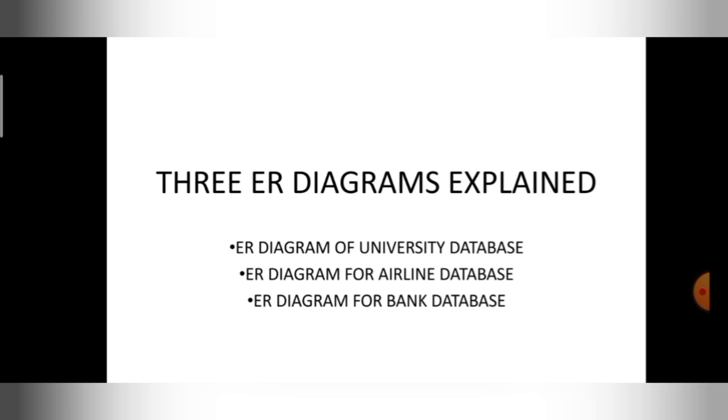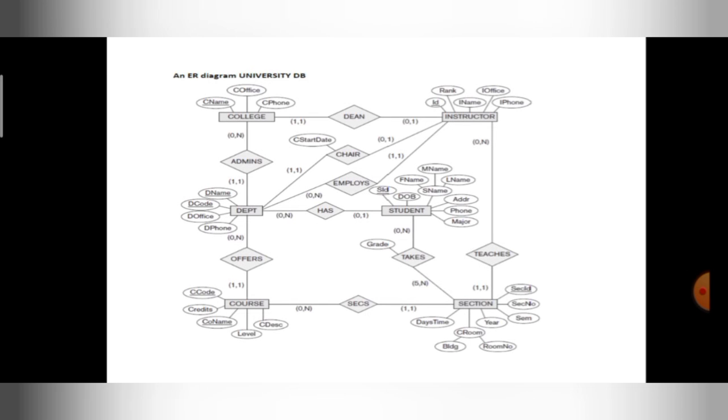So let me begin the explanation of these ER diagrams. First, I will take up the university database. So this is the ER diagram for the university database. Here I am considering the entities college, instructor, student, department, course, section. So these are my entities.